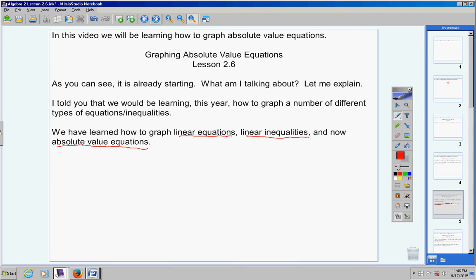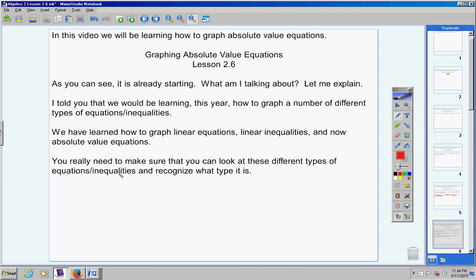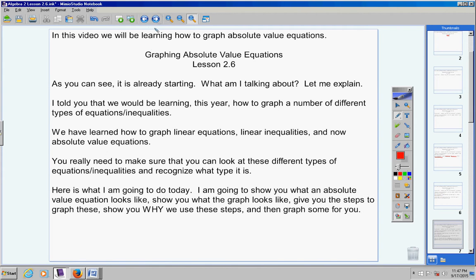So, you really need to make sure that you can look at these different types of equations or inequalities and recognize what type it is. And I will help you do that as we go along. I will be showing you what each one looks like so you can learn to recognize them.